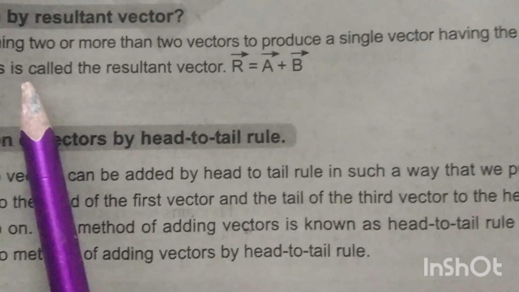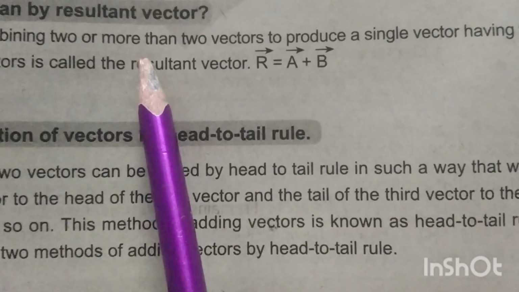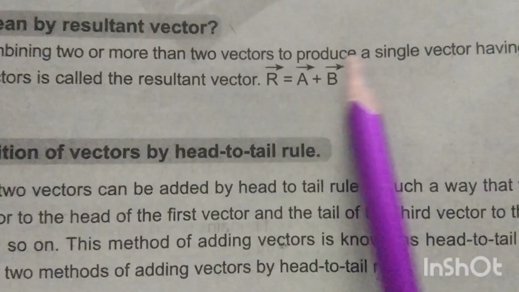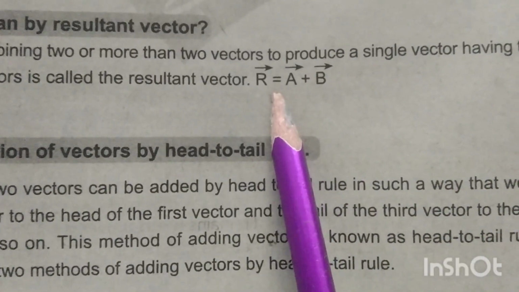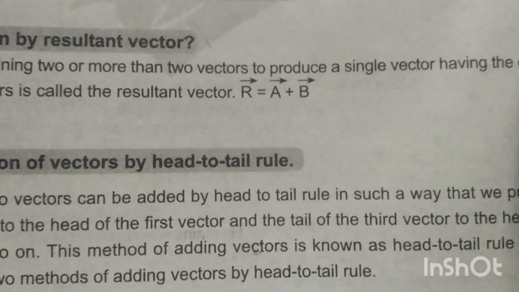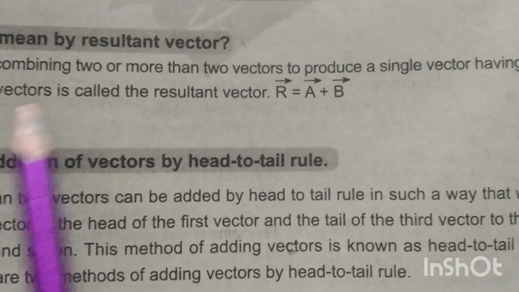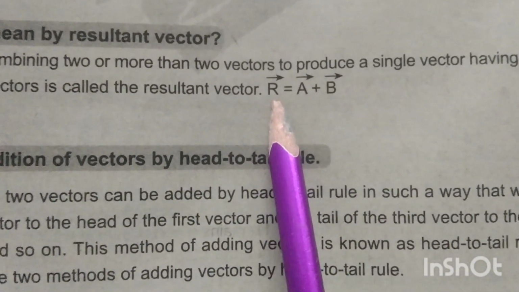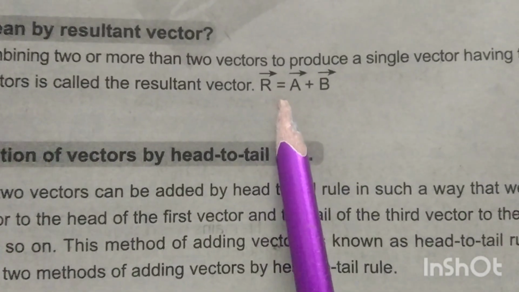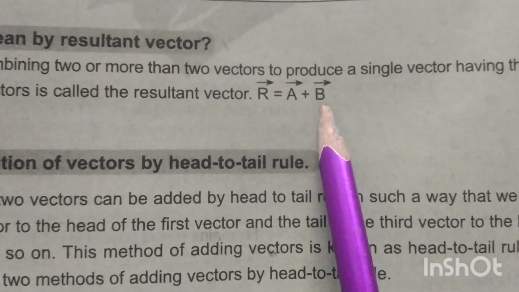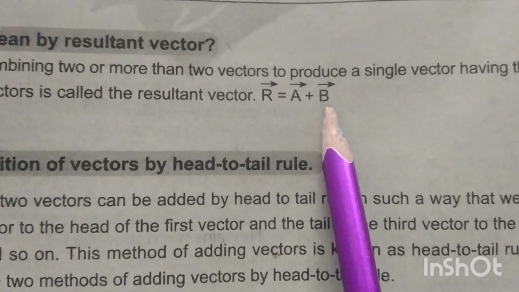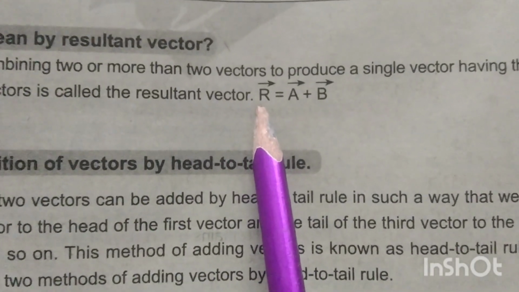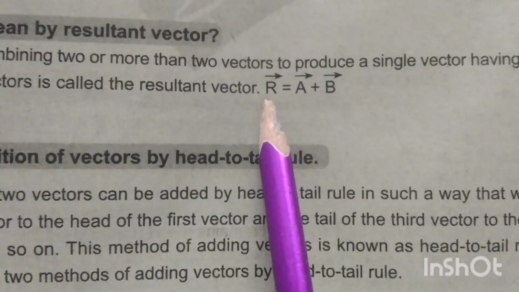Resultant vector, easy. Whenever two or more vectors combine to produce a single vector, we call it the resultant vector. The single vector produced by combining all the vectors is called the resultant vector. You can write the resultant vector R as equal to A plus B. You can easily find the resultant vector. Will the resultant vector be a new vector or the same one?